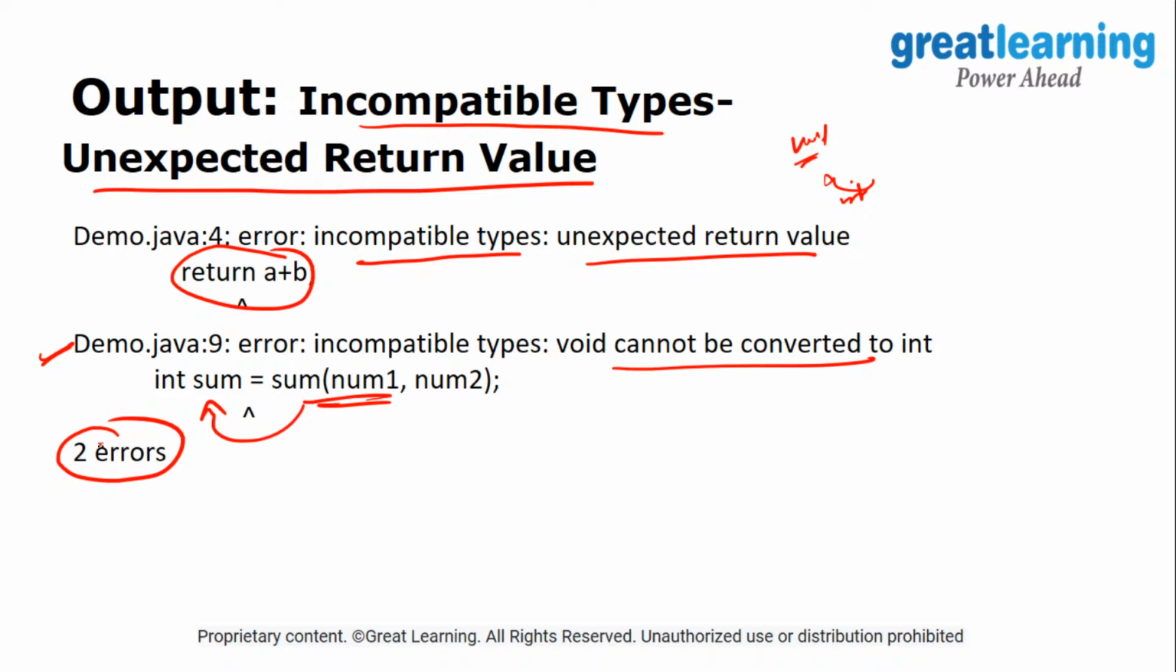So why is it incompatible types? Because you're trying to convert void into integer. That is why it falls under that category, incompatible types. And then it says unexpected return value. So why two errors? That should also be clear, because on both occasions you're trying to return something which is not there.